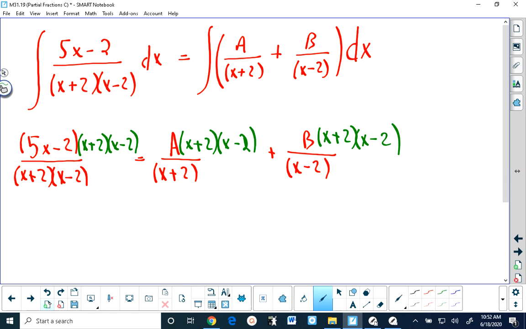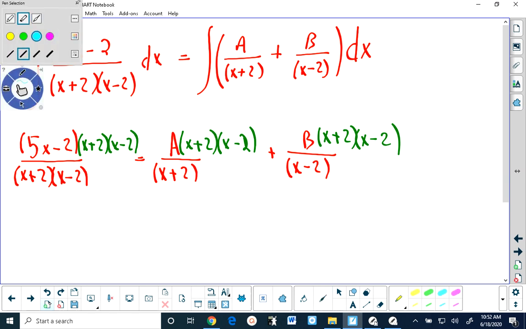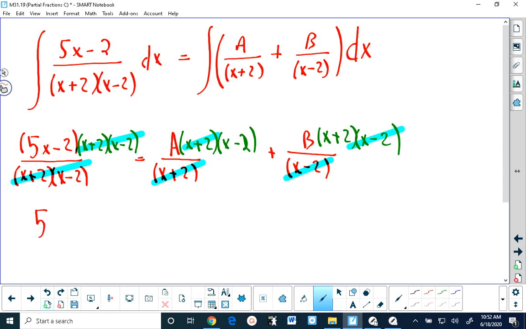On the left-hand side, we've got some canceling happening. The entire denominator gets washed away. The x plus 2 over the x plus 2 cancels, and the x minus 2 over the x minus 2 cancels. And we are left with 5x minus 2 is equal to a times (x minus 2) plus b times (x plus 2). And we need to find a and b.